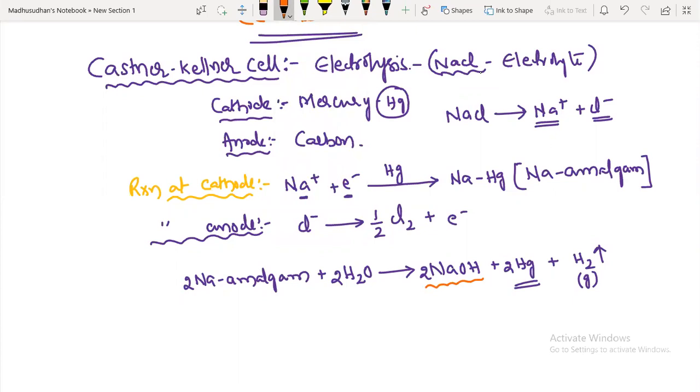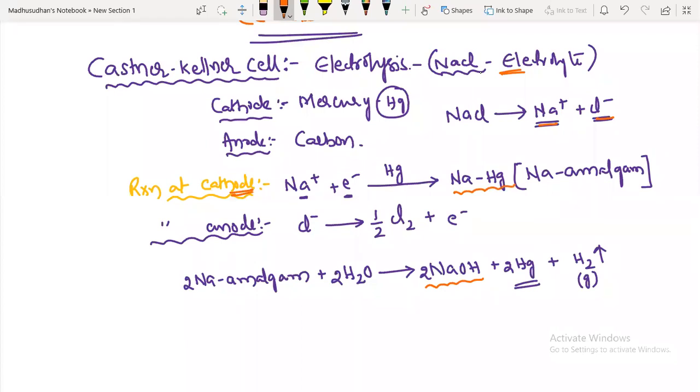So what is the first step, guys? You are taking an electrolyte, sodium chloride. Sodium chloride on passing electricity converts into Na plus and Cl minus. Cations move towards the cathode. So here the cathode is mercury, so sodium amalgam is forming.